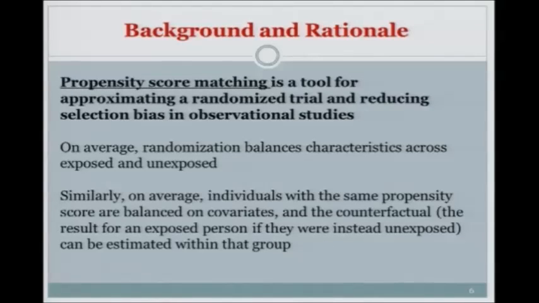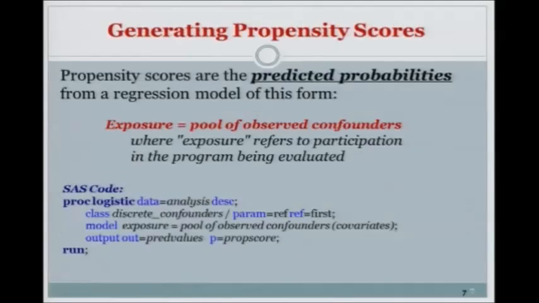So on average, individuals with the same propensity scores, and we'll talk about what that is, are similar on the set of covariates that goes into that propensity score. So we're trying to balance the exposed with the unexposed group, trying to get an equivalent comparison group. And so just to introduce what propensity scores actually are, they're the predicted probabilities from a regression model where the exposure now becomes your dependent variable, your outcome variable.